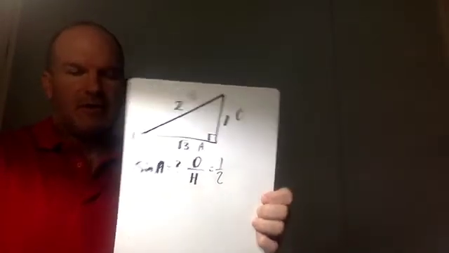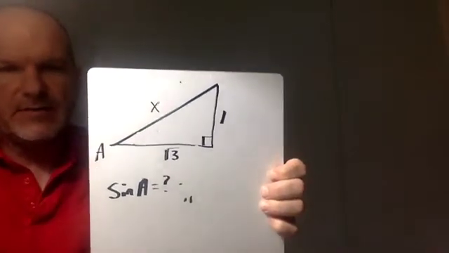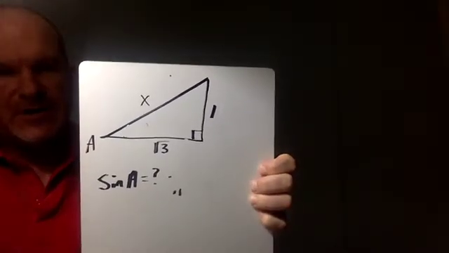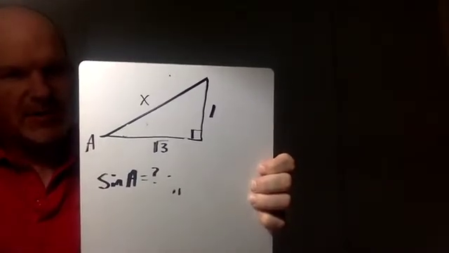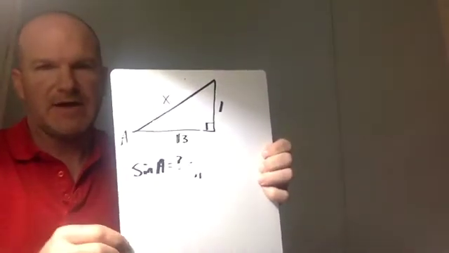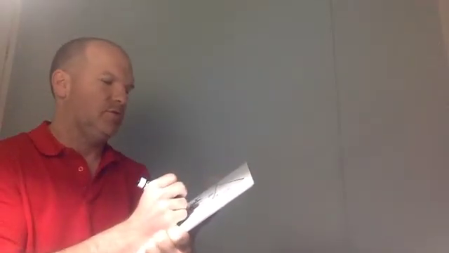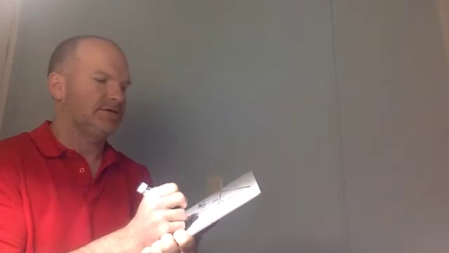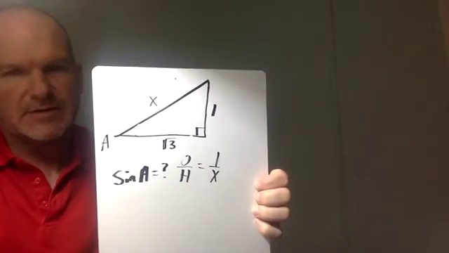Now we're going to solve for a missing side. So I'm going to erase the 2 and just put an X there and say solve for X. So now I'm not telling you that the hypotenuse is 2. We have to figure it out. So you're going to start off the same way. You're going to use sine of A is opposite over hypotenuse, and that would be 1 over X in this case. So sine of A is 1 over X.